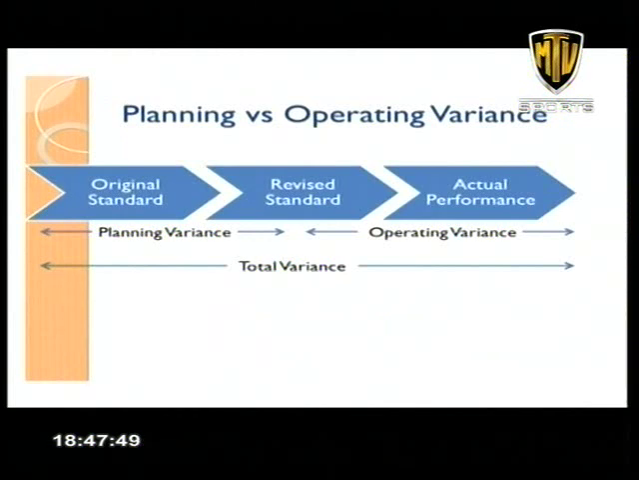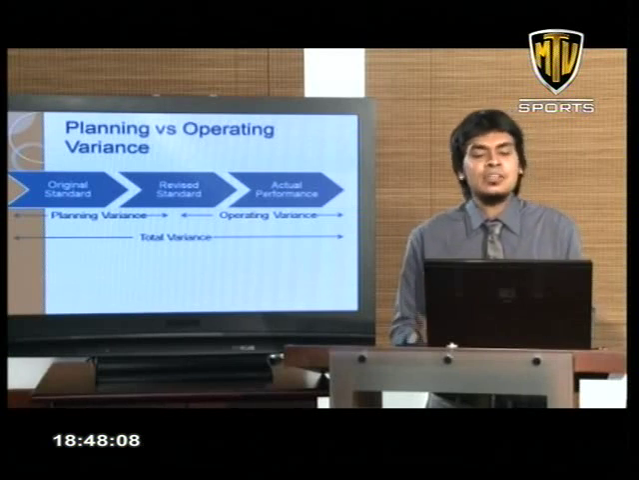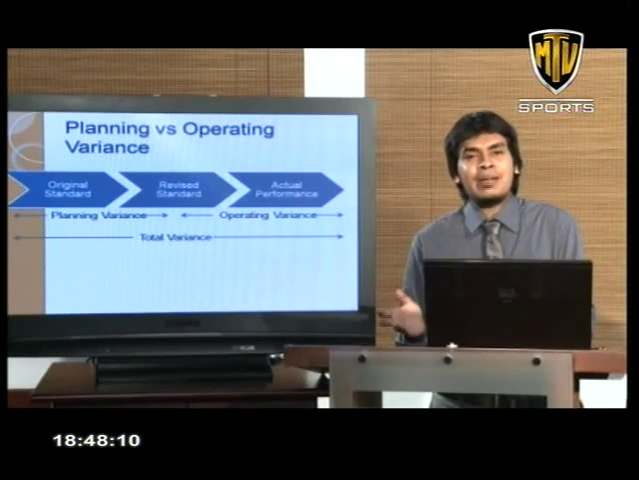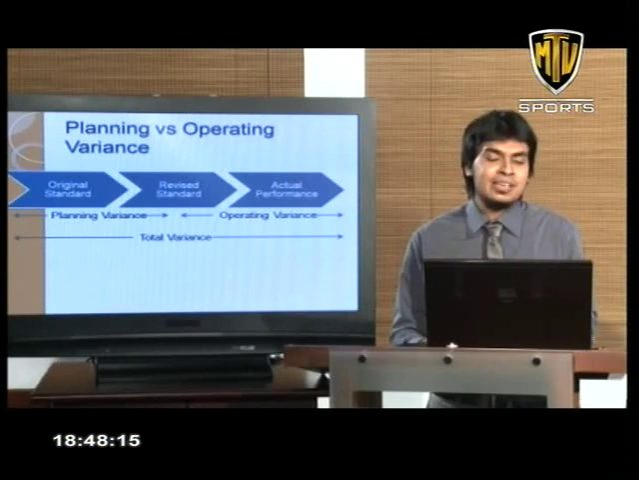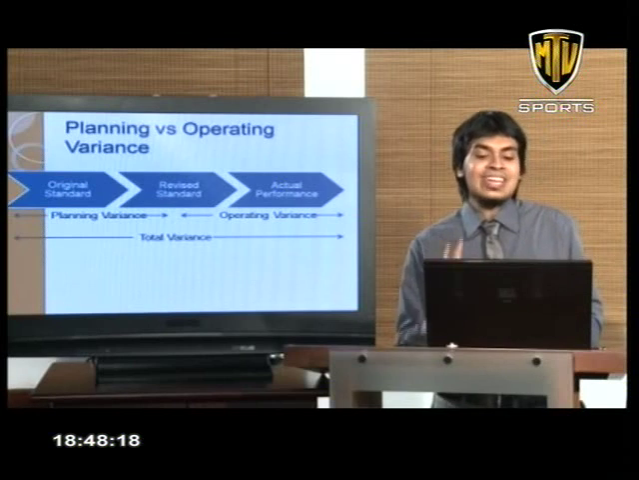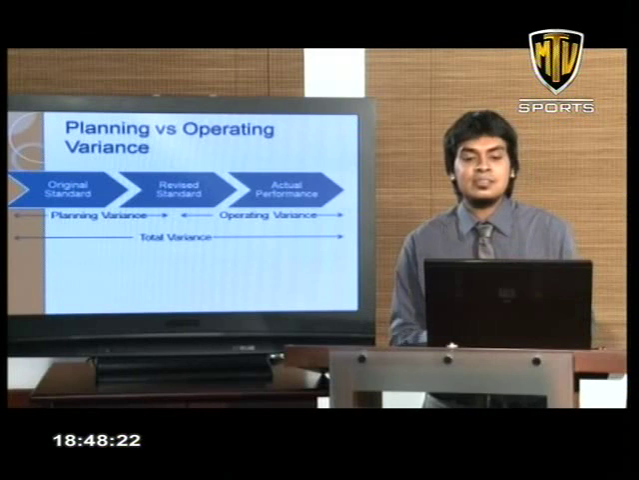What we refer to as a planning variance is the difference between the original standard and revised standard. What we refer to as operating variance is the variance between your revised standard and actual performance. There are various instances where an organization believes it's not practically correct to evaluate performance based on an original standard. So they introduce what is called a revised standard, and this is what gives rise to planning variances and operating variances.